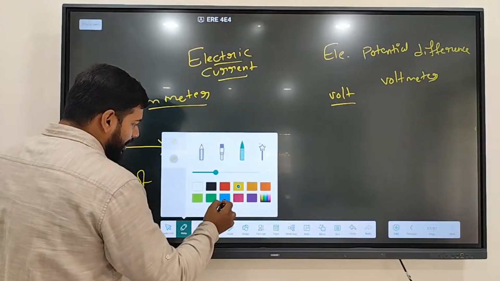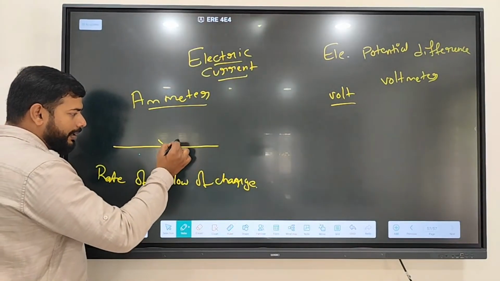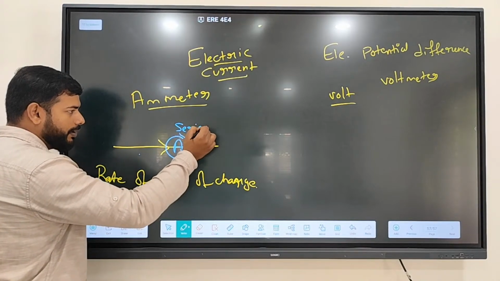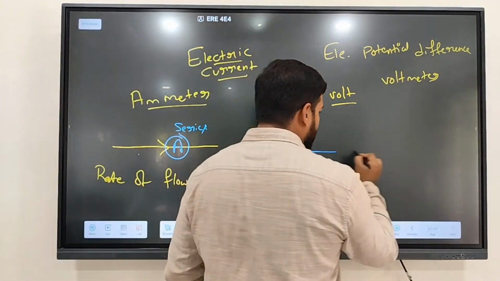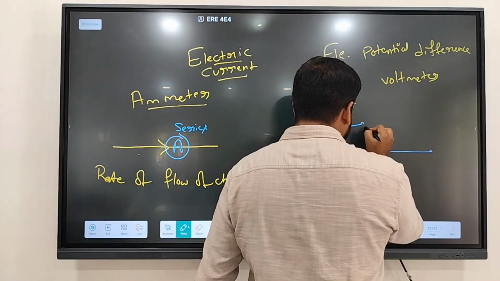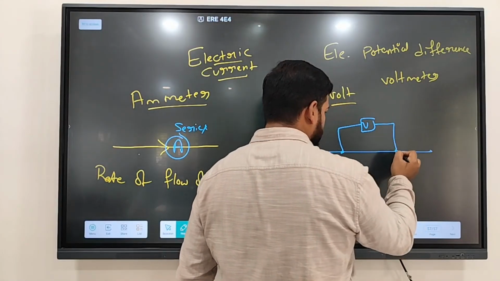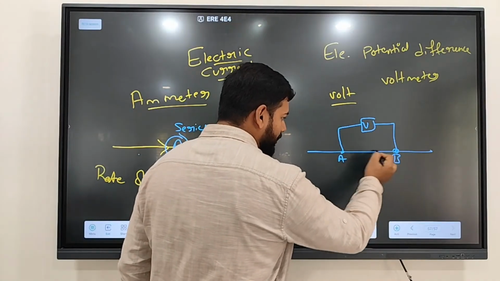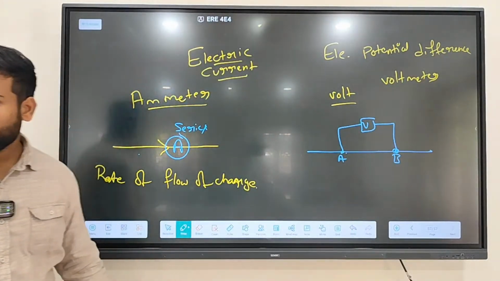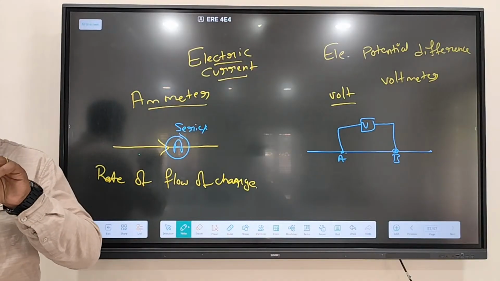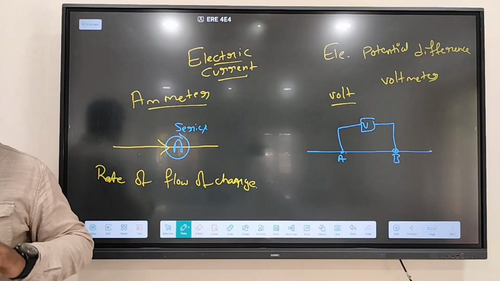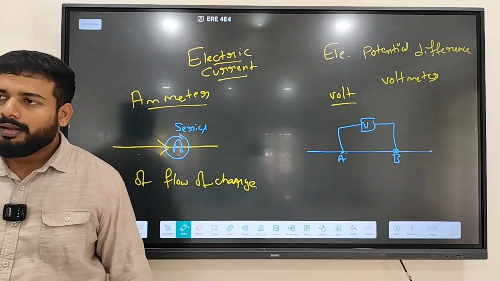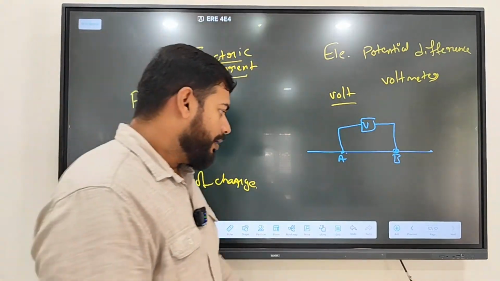Here, an ammeter is generally connected in series to the circuit. A voltmeter is generally connected parallel to the circuit. Why parallel? To find out the difference in potential between these 2 points. But electric current is finding the flow of charge through that wire, right? That's why it is connected in series. Voltmeter in parallel connection. That's it.